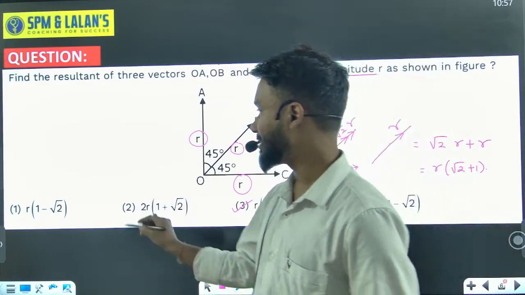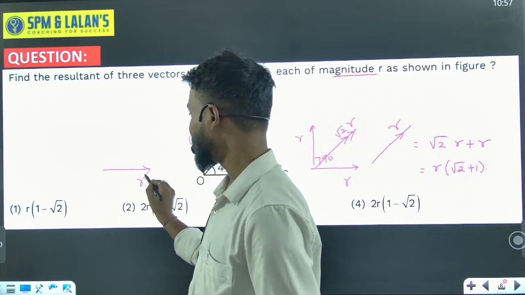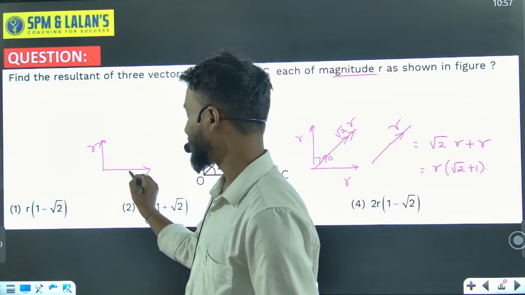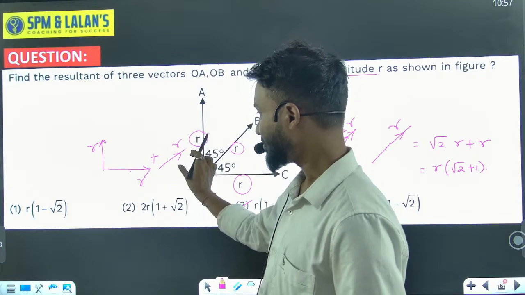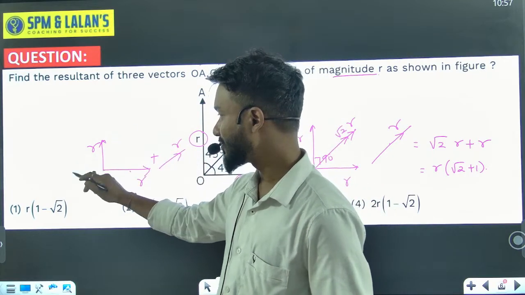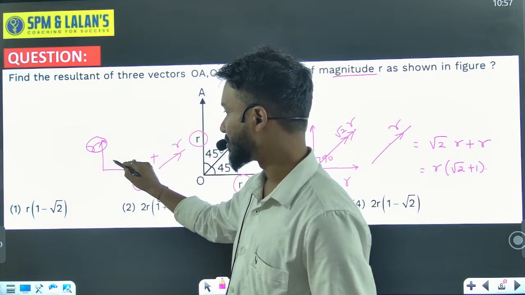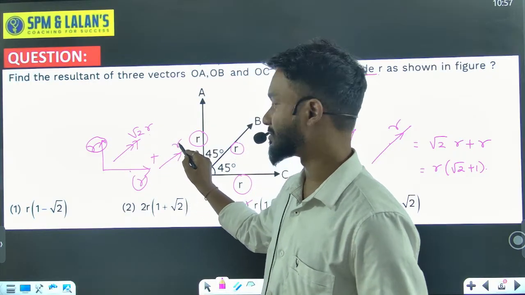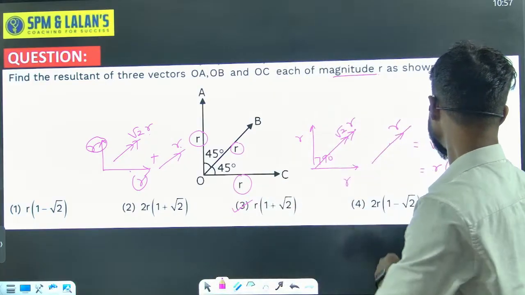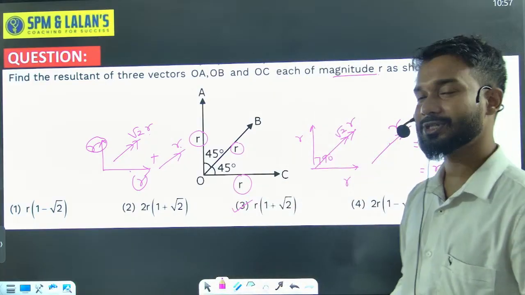I repeat once again. You can see that this is R, this is R. The combined effect of, and there is another one which is also equal to R. Because this vector I can shift it parallel to itself. The combined effect of these two is root 2R. Another one R is present. So overall if I add it, then we'll get this is the answer, which is option number 3.